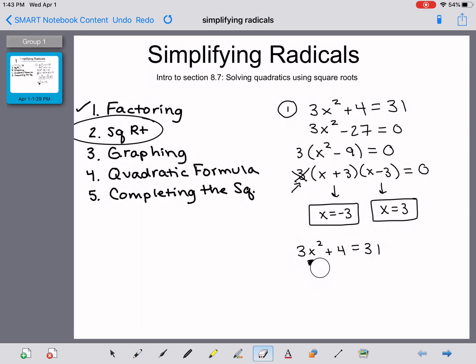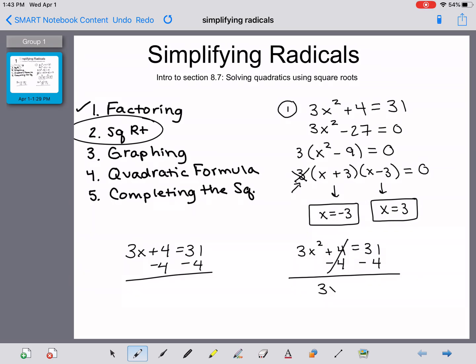So once you identify that you can do the square root method for this question, you want to get the x squared by itself. So imagine you were doing 3x plus 4 equals 31, right? How would you start to solve for x? You would subtract 4 from both sides, right? So that's what I'm going to do here too. So 3x squared equals 27, right? Then what would you do next to get x by itself? Divide by 3. So x squared equals 9, okay?